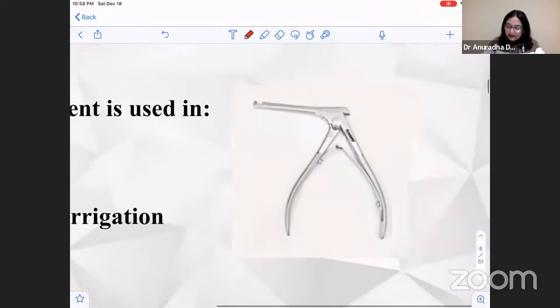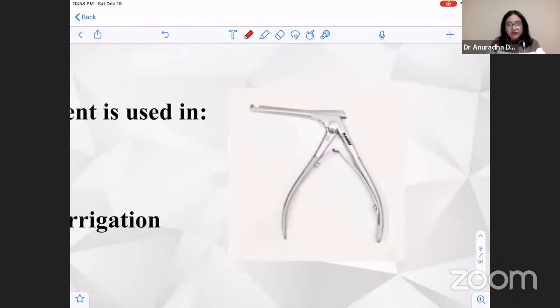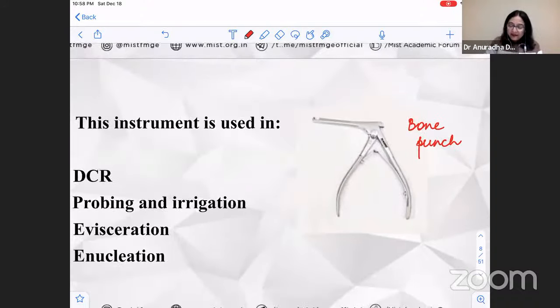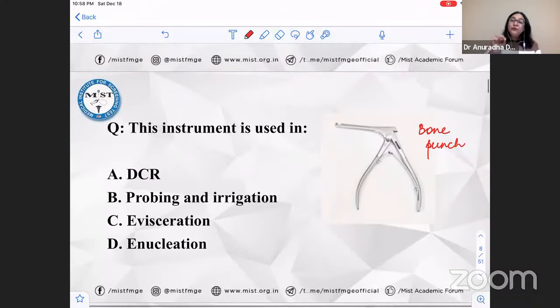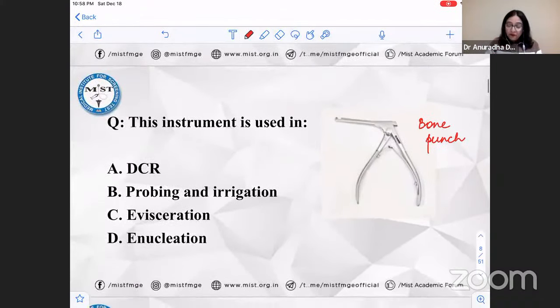So as you see here, this is a punch. Okay, so this is your bone punch. The purpose of the bone punch will be to punch and remove a piece of bone. Now let's see what choices are given to us, and we can find out what purpose this instrument is used for.